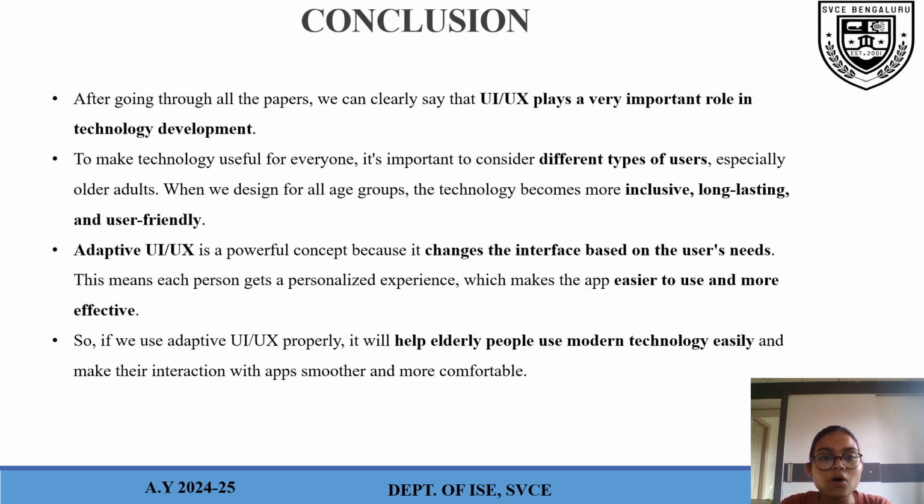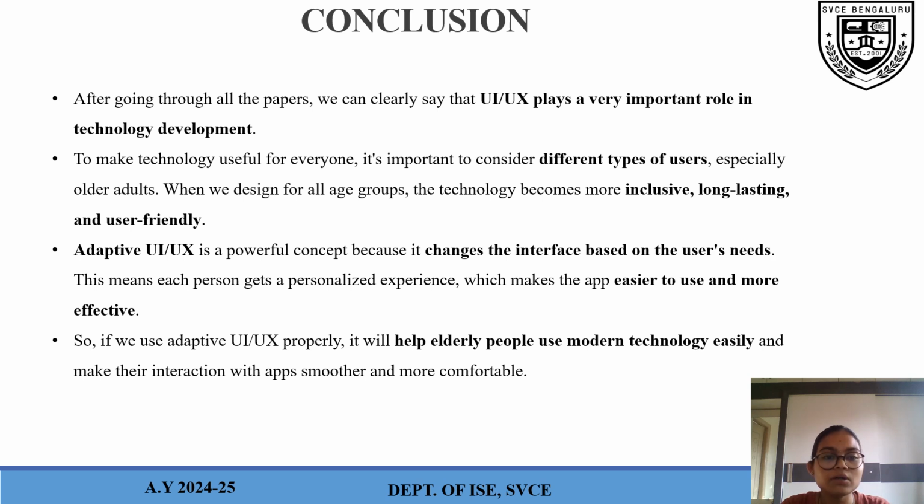Conclusion: after going through all the papers, we can clearly say that UI/UX plays a very important role in technology development. To make technology useful for everyone, it's important to consider different types of users, not only the younger age. We need to consider old age and handicapped people, so that the interface becomes more friendly and the technology becomes more inclusive, long lasting, and user friendly.